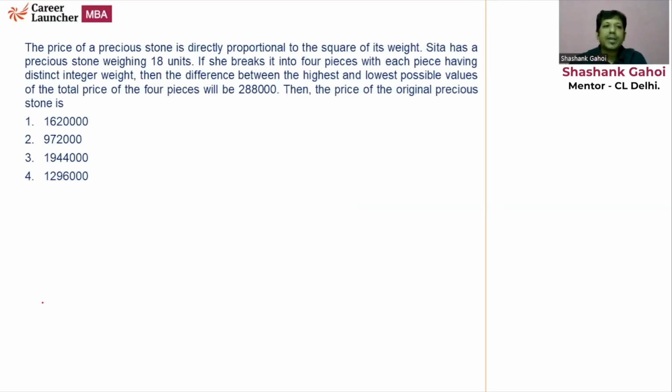Now it says the price of a precious stone is directly proportional to the square of its weight. Sita has a precious stone weighing 18 units. So price is directly proportional to weight squared, so whatever price she has is directly proportional to 18 square. Let's say the price is 18 square times some constant K. So that is 324K.